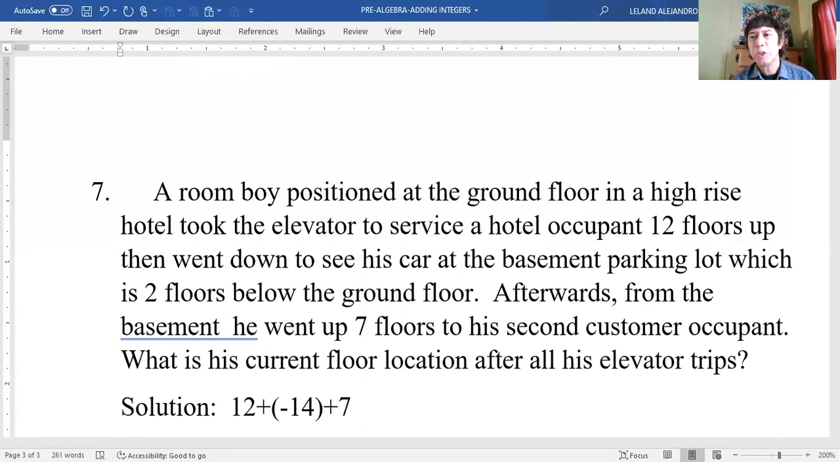So we're going to add positive integers and negative integers here. So we will start with the 12 plus the 7. And then we have the plus negative 14. And so we continue with 12 and 7 is positive 19. And then we add this to the negative 14, which gives us a difference of 5. That means after doing those trips, the room boy will be on the 5th floor. So that should be the answer.